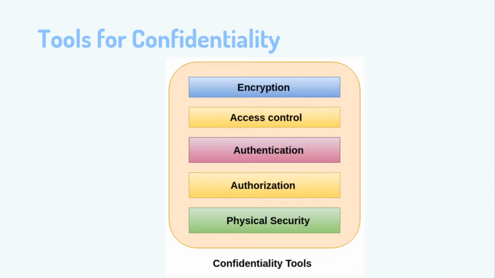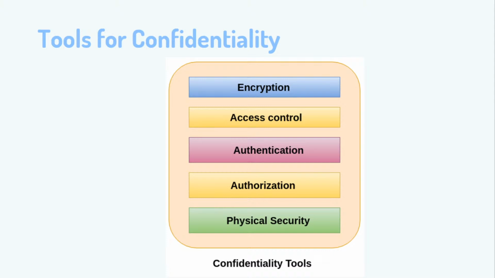Then tools for confidentiality. The first one is encryption. Encryption is not only used here; it is one of the main ways to secure your data, and one of the easiest ways. Then access control, so who can access? For example, if you upload data to the cloud and share the link, who can access it with that link?